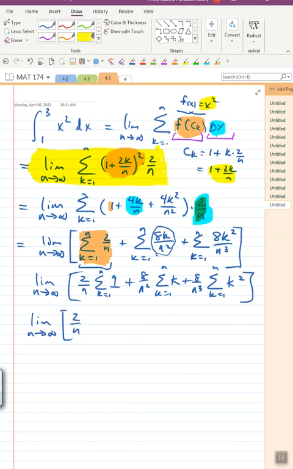Okay, question. What's the sum k equals 1 to n of 1? Yes. Everybody agree with that? If you add up 1 n times, you get n. Plus 8 over n squared times, okay, now's when we use that thing we talked about early last week.